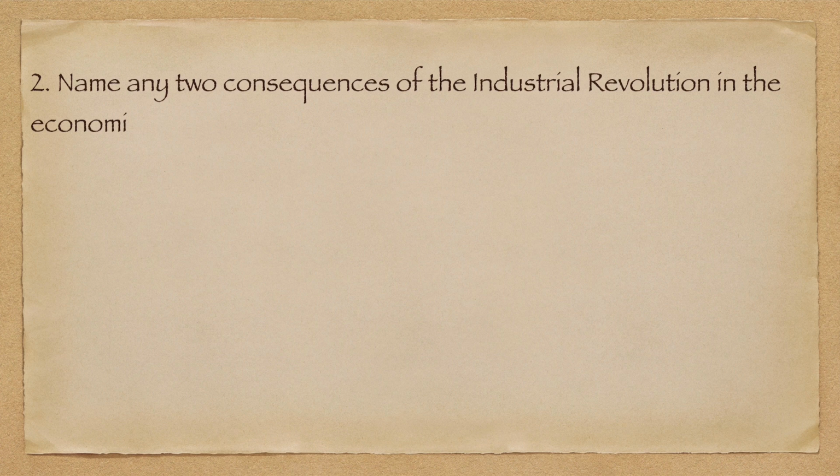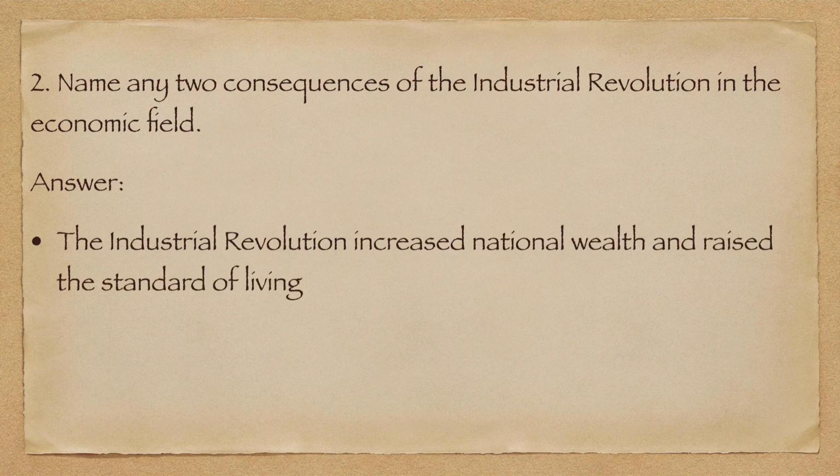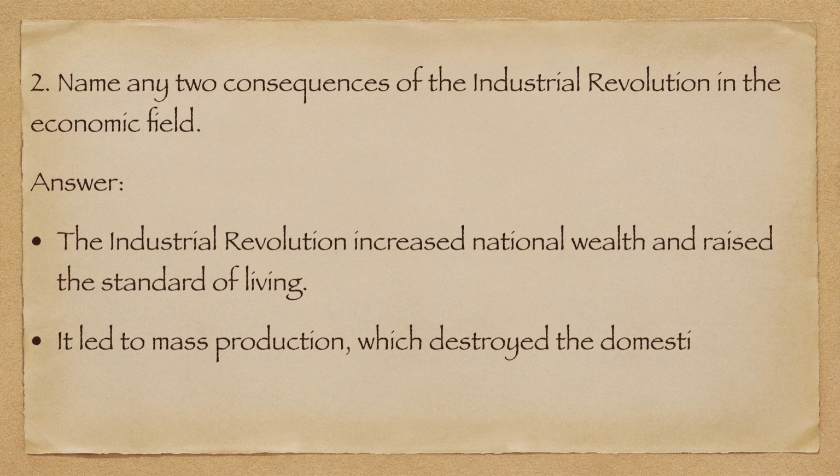2. Name any two consequences of the Industrial Revolution in the economic field. Answer. The Industrial Revolution increased national wealth and raised the standard of living. It led to mass production, which destroyed the domestic system of production.